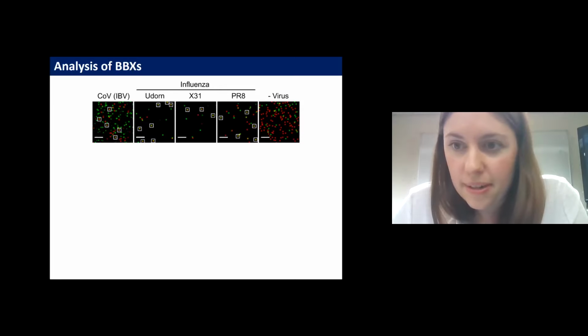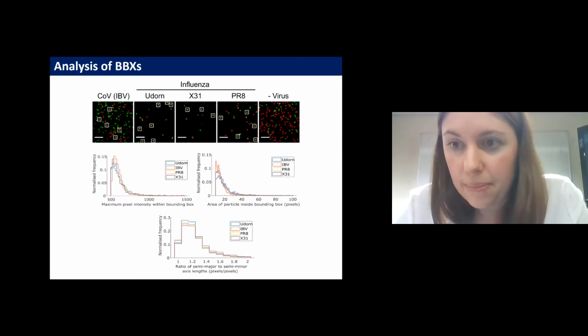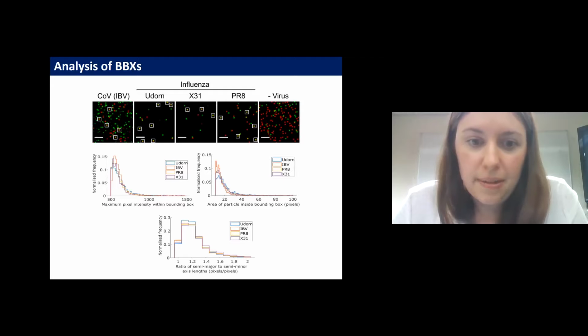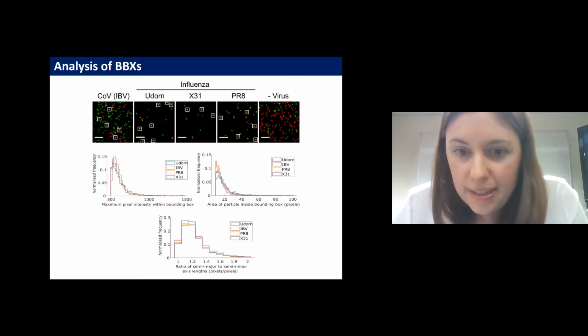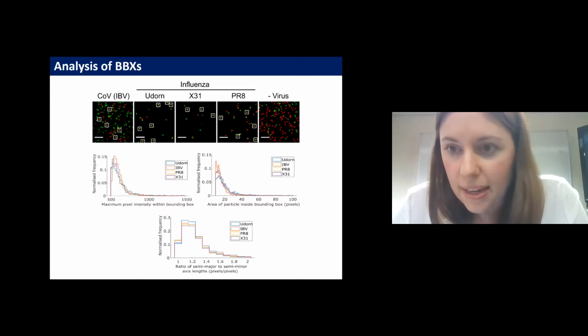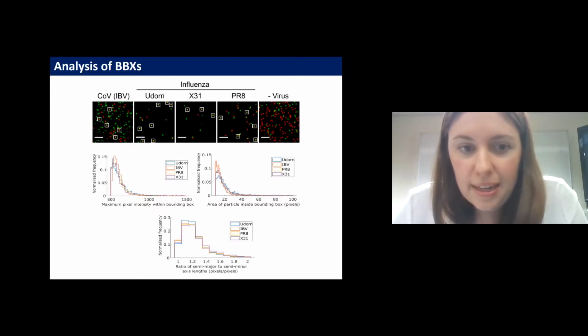So what we started with doing was using laboratory grown viruses. So we have our safe alternative IBV coronavirus and 3 strains of influenza, and we imaged them, took multiple images, segmented them, and then looked at the properties of the bounding boxes that we got. So we looked at maximum pixel intensity, the area, and the axial ratio, and we could actually see that there were very small subtle differences between them.